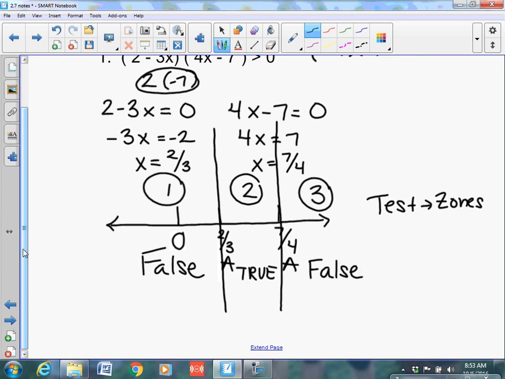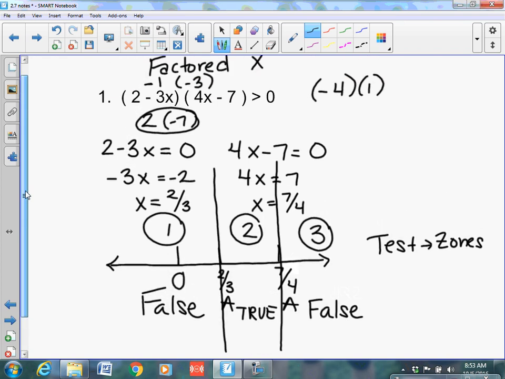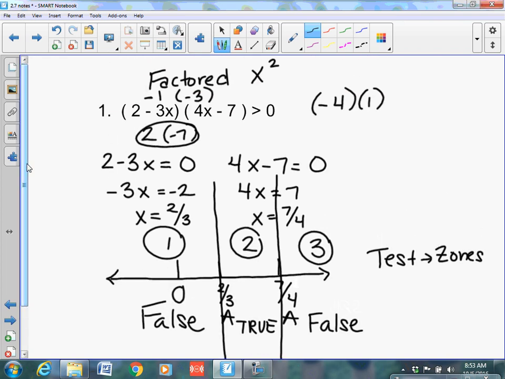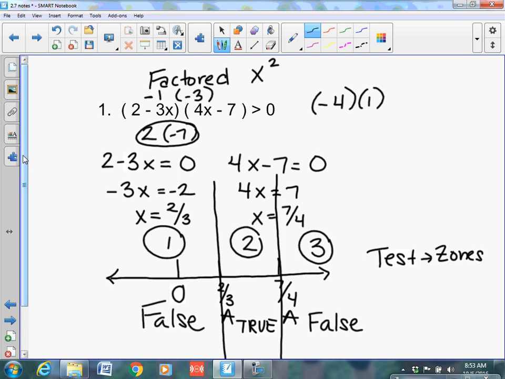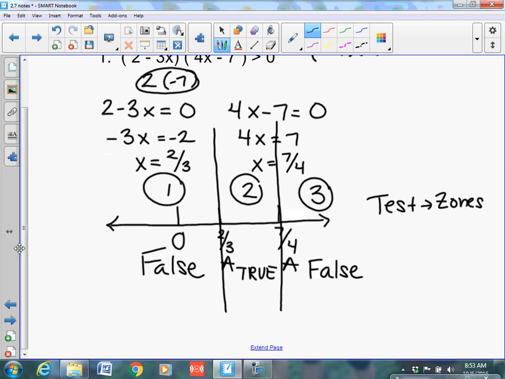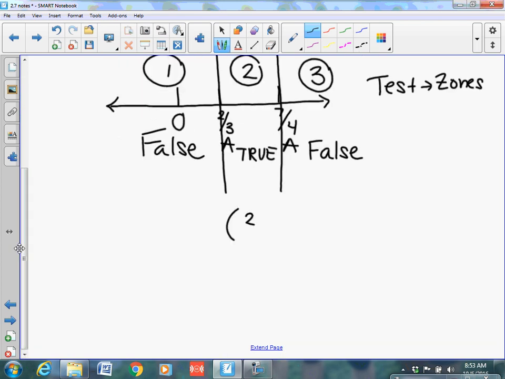So your answer to this problem is everything that is true. And as you can see, it's greater than. There's no line underneath it, correct? So if there's no line underneath it, it's everything in between 2/3 and 7/4, not including these two because it's just greater than. You can't use brackets, you have to use parentheses in this problem.